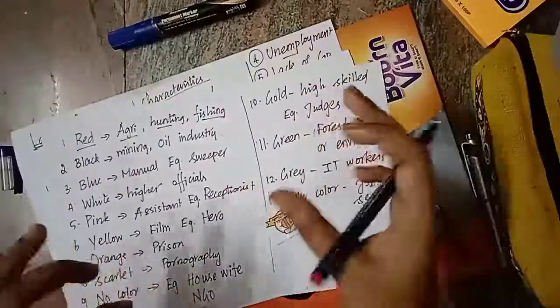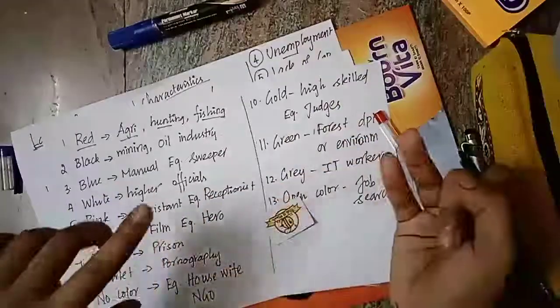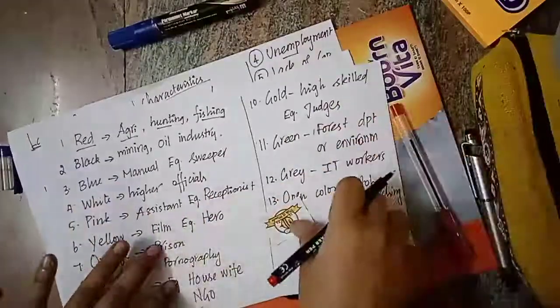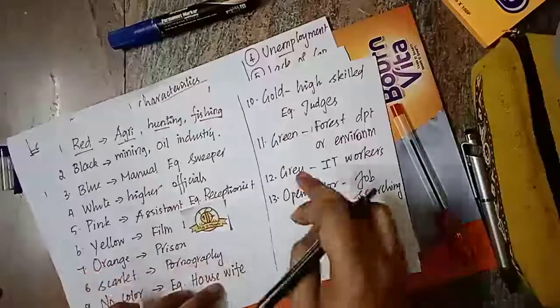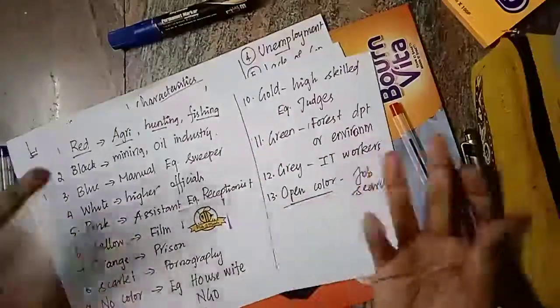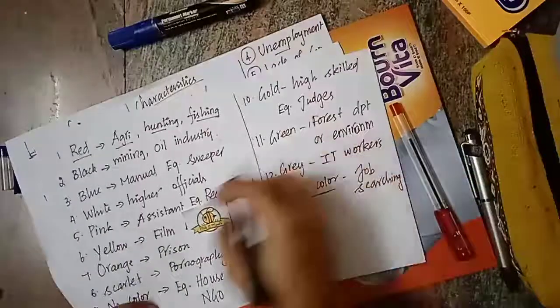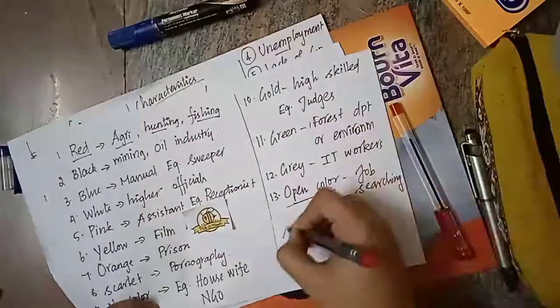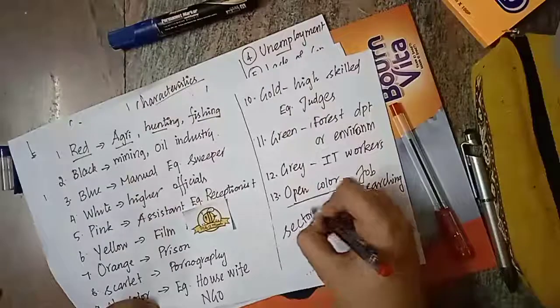And green, a person who works in forest department or relating to environment comes under green color. And grey is relating to IT workers. And open color, job searching person. They can fill any color in future, so they are open color. So these are the things relating to sectors of the economy and the color jobs.